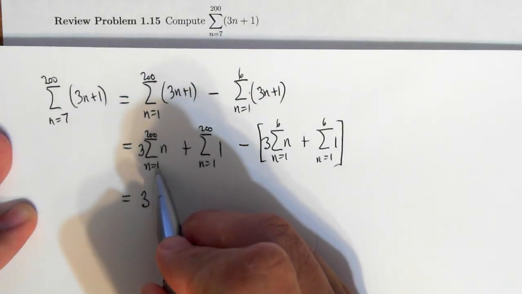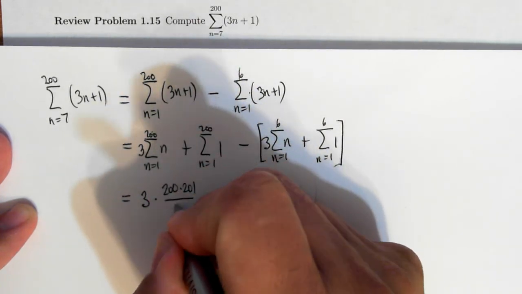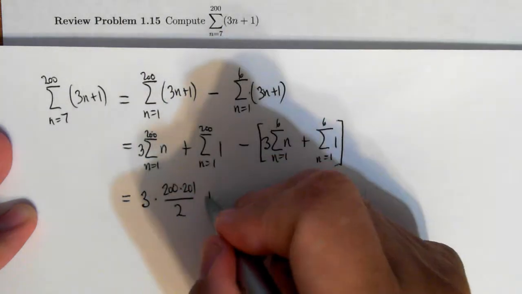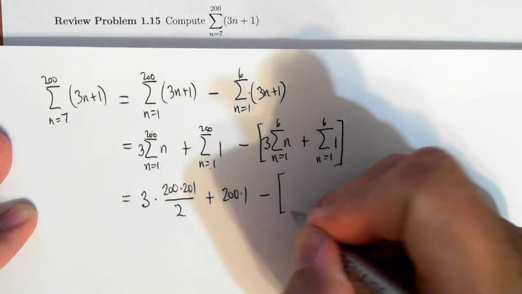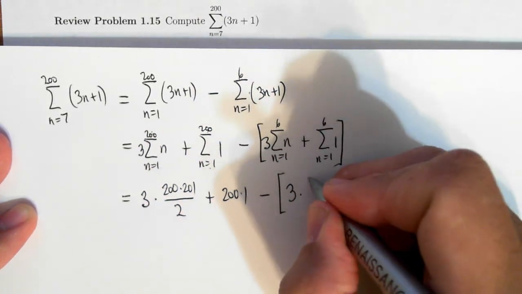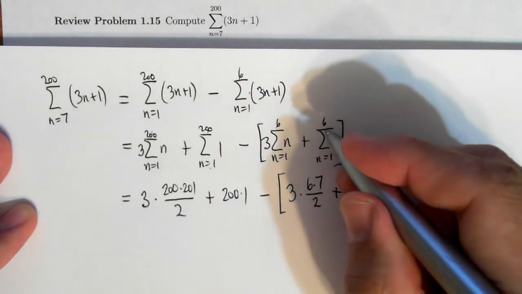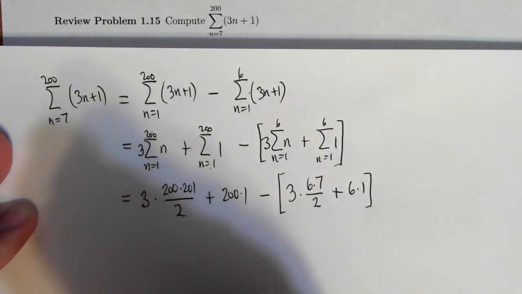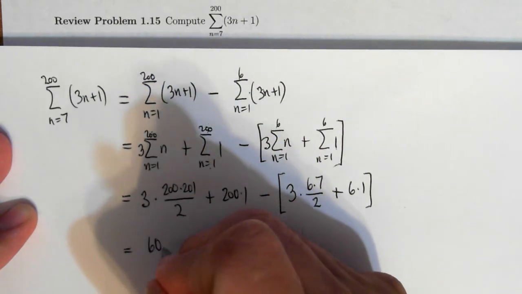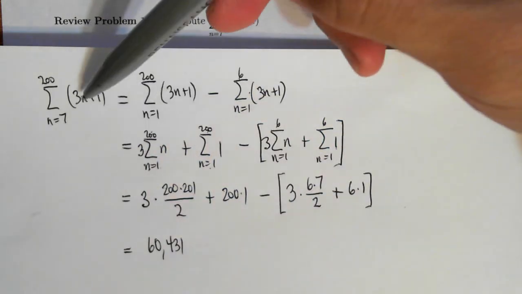The formula for this, summation n equals 1 to 200 of n, is going to be the number of terms times the number of terms plus 1 divided by 2. If I add 1 to itself 200 times, that's 200 times 1. Over here, this sum is going to be 6 times 7 over 2 using the formula. And then this last one, I have 1 added to itself 6 times, so 6 times 1. And then once again, this is equal to 60,431.